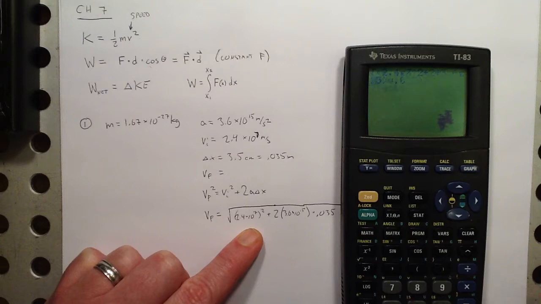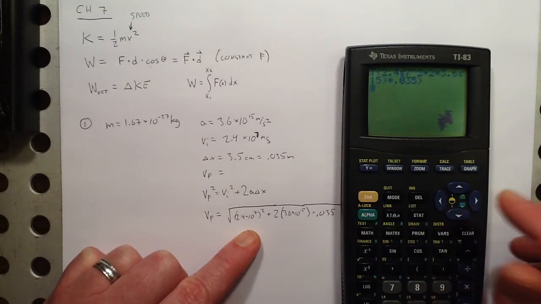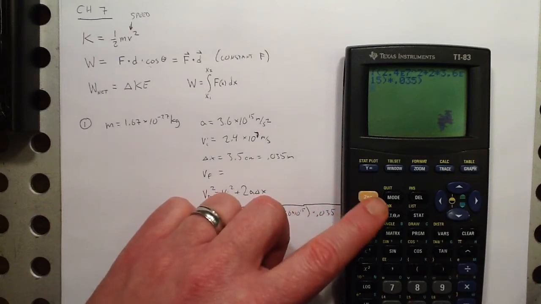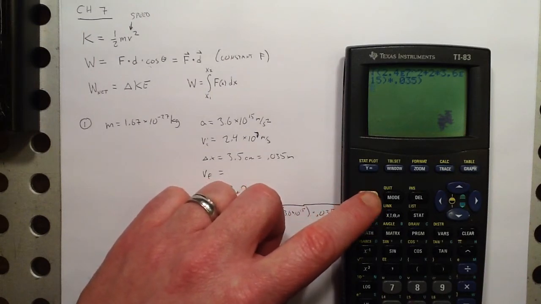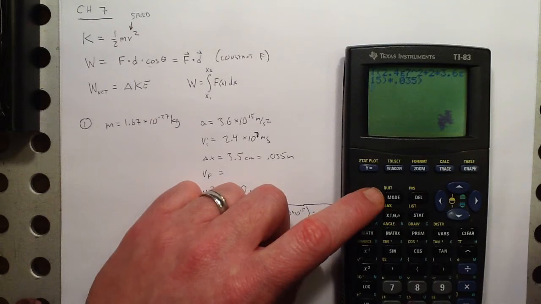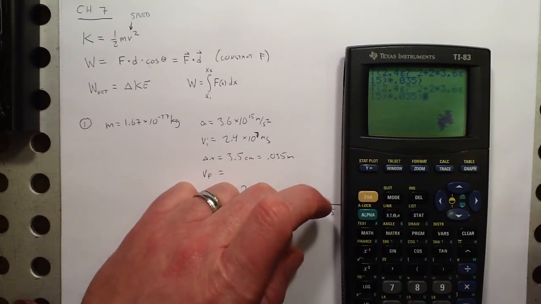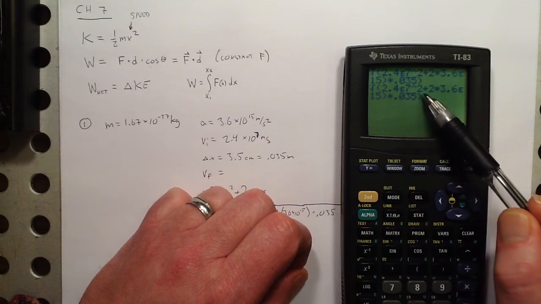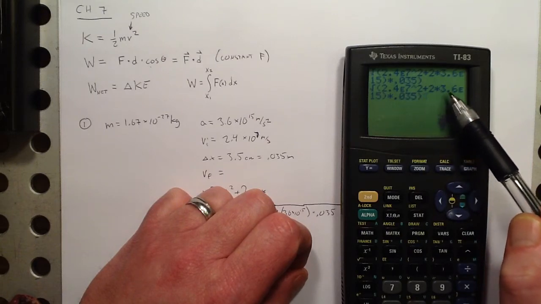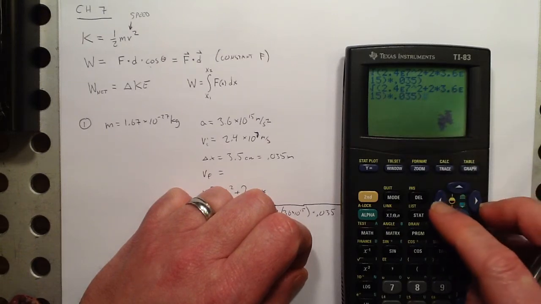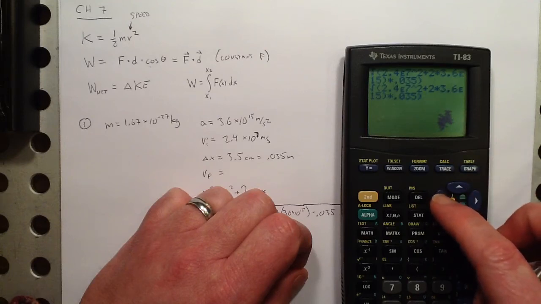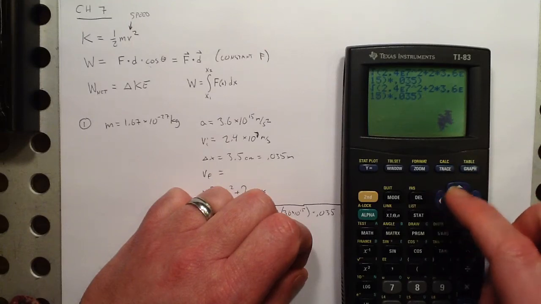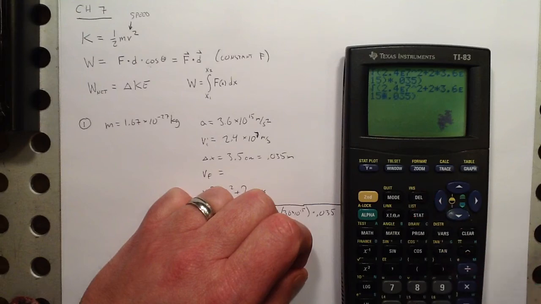and syntax error. Great. What did I do? It looks like I have a stray parentheses problem here. Let me try to get that back here and see if we can fix that up. So the square root of 2.4 squared, 2 times 3.6. I should not have put this here. Let's try that.